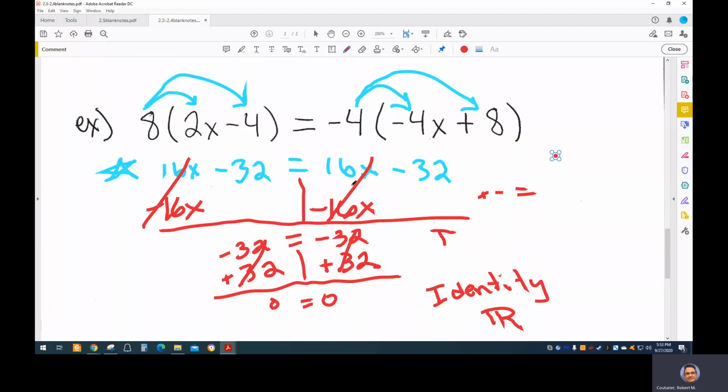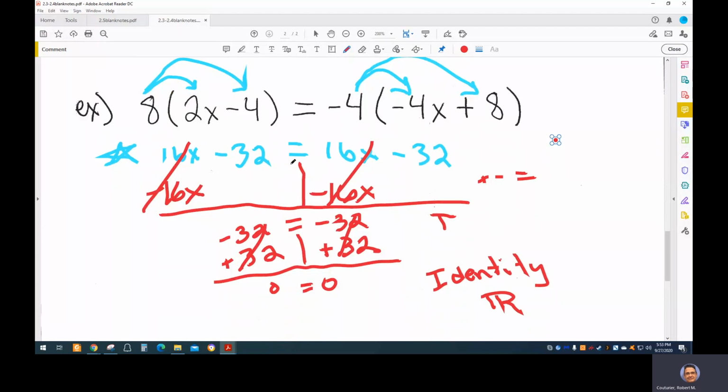That's what makes this particular problem very, very interesting. And again, in order to notice it, you will see that both sides of the equation have the exact same amount of x's and the exact same amount of constants. An identity happens sometimes when we have variables on both sides.